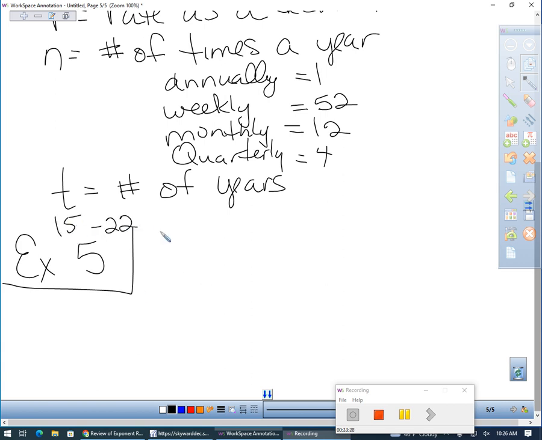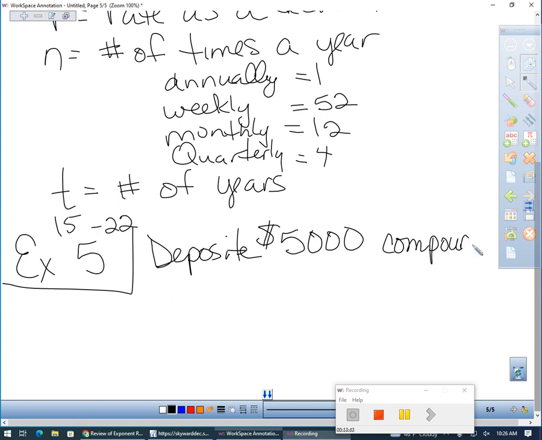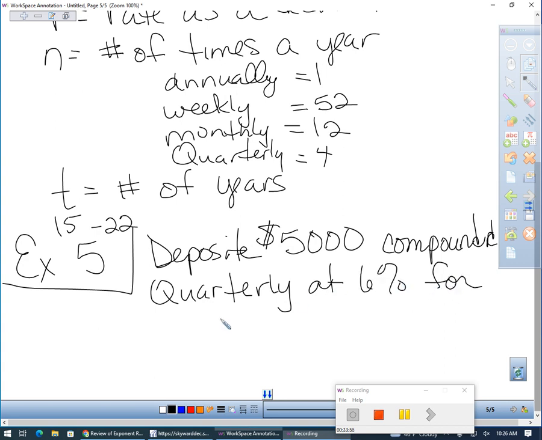I'm going to tell you that you deposit. So that's your starting amount, right? You deposit, let's say $5,000. Compounded, let's start compounded quarterly at 6% for, let's do 10 years. So if you could deposit the money and not touch it for 10 years.